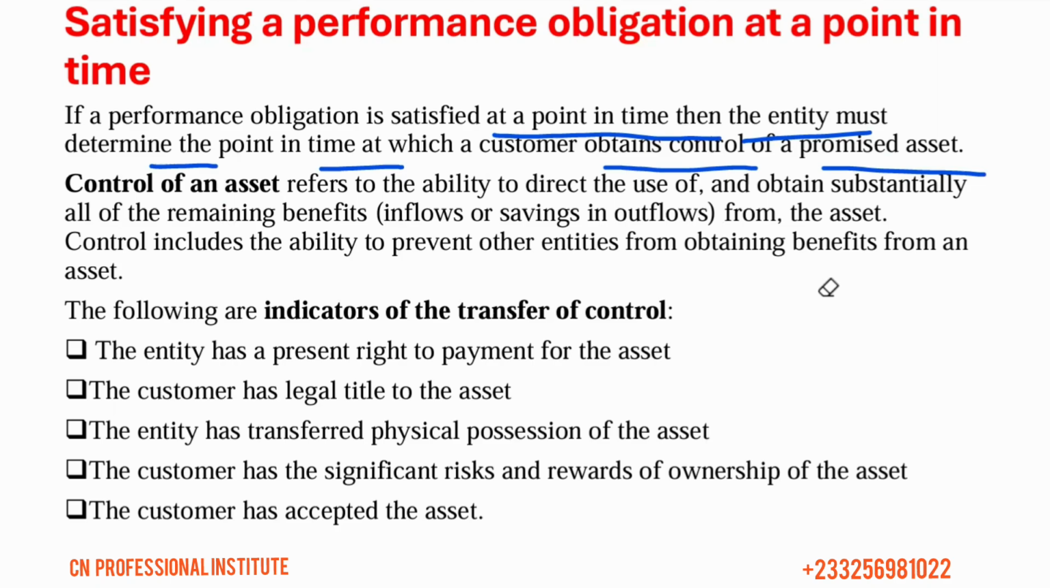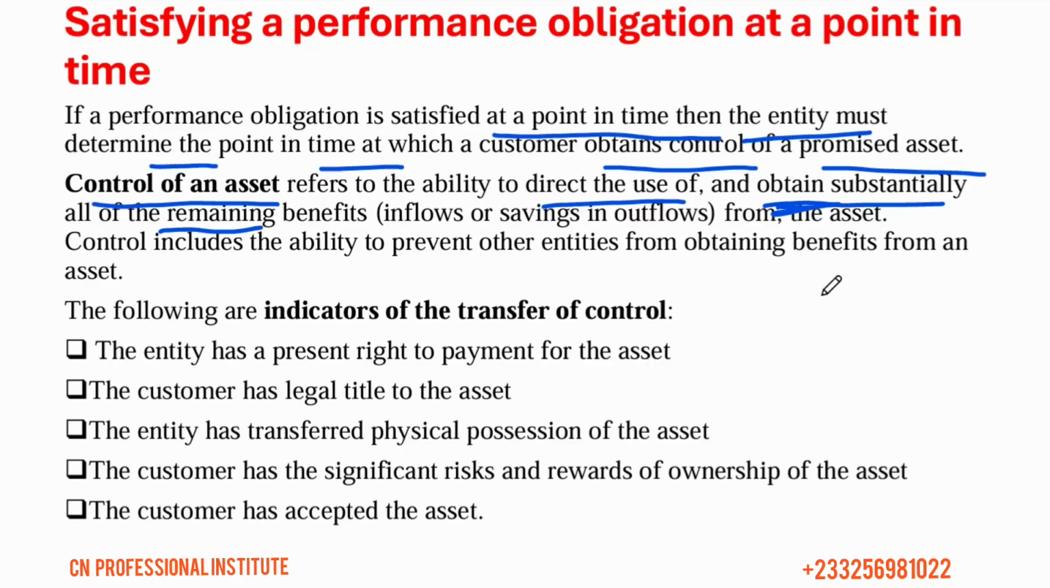Revenue. I get it. And then the standard further defines control for us. It says control of an asset refers to the ability to what? Direct the use of the asset and substantially obtain all of the remaining benefits. In brackets, what do we have? Inflows or savings in outflows from the asset. So saying, okay, control of the asset is the ability to what? Direct the use of the asset and substantially or virtually obtain all the benefits that relate to the asset.